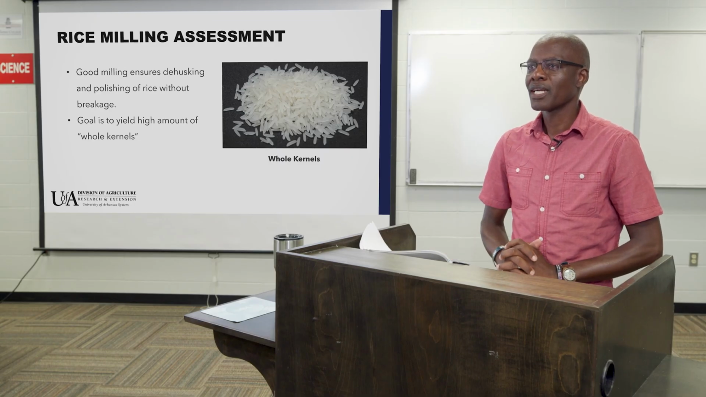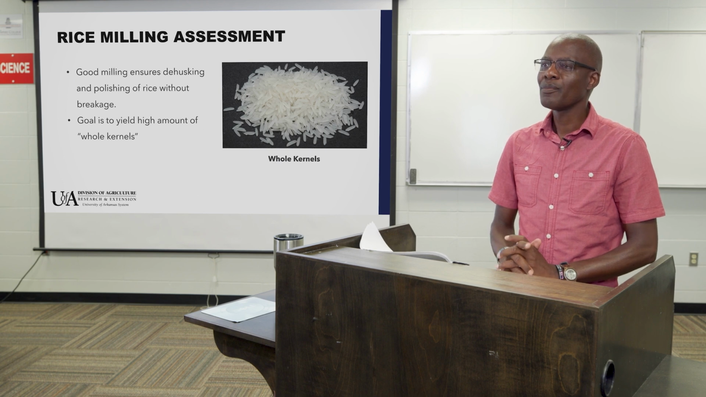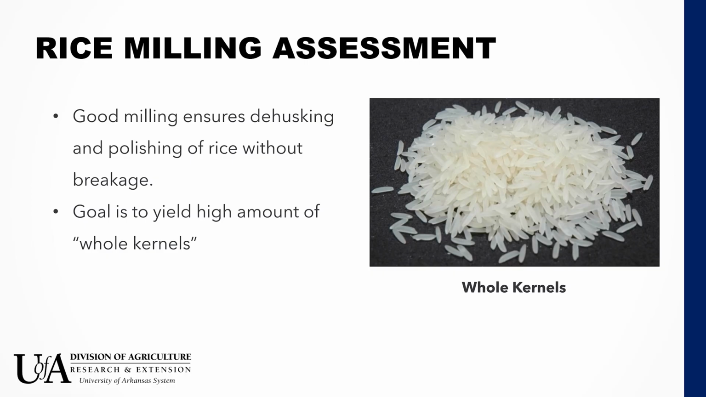So to begin with, let's look at rice milling assessment. Good milling ensures that we dehusk and polish that rice without breaking it. As we learned in the previous modules, rice is comprised of different sections. We have the husk, then we have the bran, then we have that white endosperm, and of course the germ. And so in the milling process, we remove pretty much the husk, and then we start subsequently removing part of the bran. And good milling yield really has an objective of ensuring that the maximum value is obtained, and the goal is to yield a high amount of whole kernels.